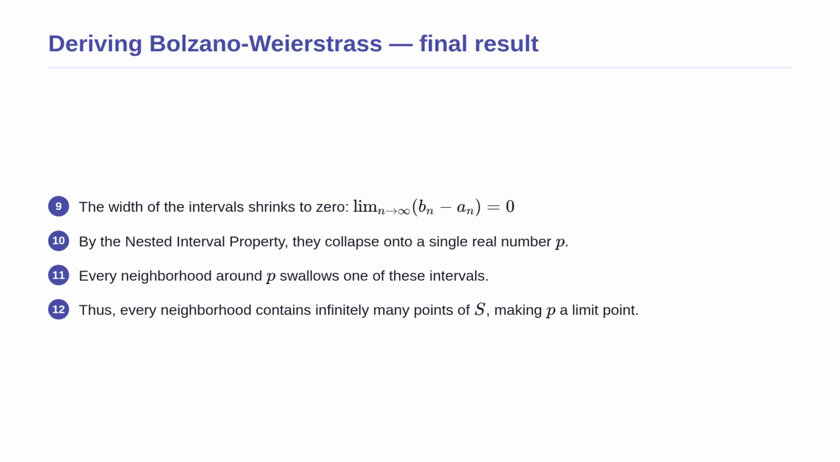In our final steps, as we chop the interval in half infinitely many times, the width of the interval shrinks to exactly 0. By the nested interval property of real numbers, these shrinking intervals collapse onto one single unique real number, which we will call P. Because every tiny neighborhood around P will eventually swallow one of these intervals, and that interval contains infinitely many points of S, the neighborhood itself contains infinitely many points. Therefore, the point P is guaranteed to be a limit point, completing our proof.